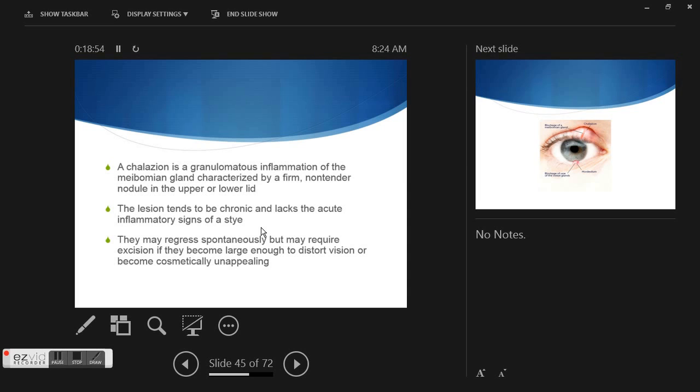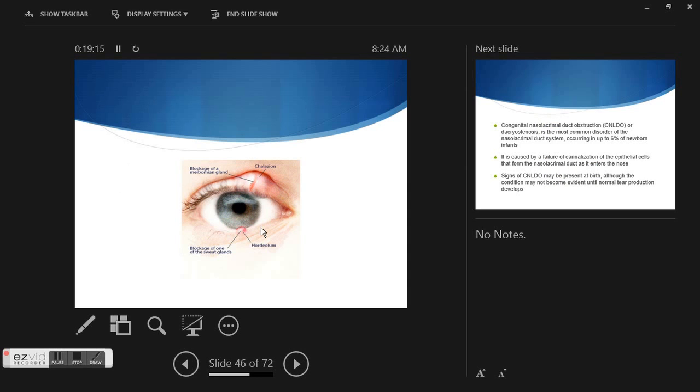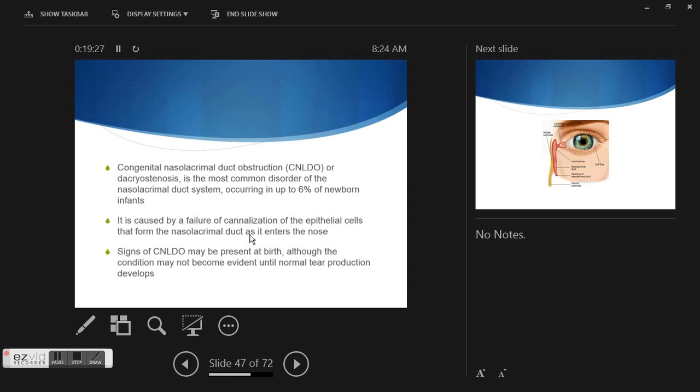So if you compare that to a chalazion, which is a granulomatous inflammation of the Meibomian gland, it is characterized by a firm, non-tender nodule in the upper or the lower lid. The lesion tends to be chronic and lacks the acute inflammatory signs of a stye, and they may regress spontaneously, but may also require excision if they become large enough to distort vision or become cosmetically unappealing. And here you can see a picture of the contrast between the chalazion and the stye.